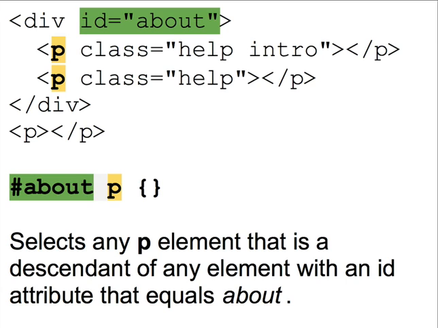Notice it does not select the P tag that comes afterwards because they're not inside. So this is called a descendant selector. The space after the word about here is very significant.